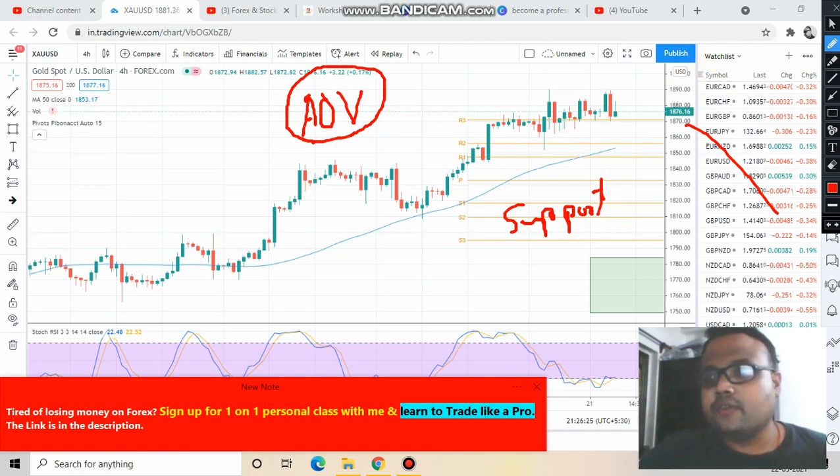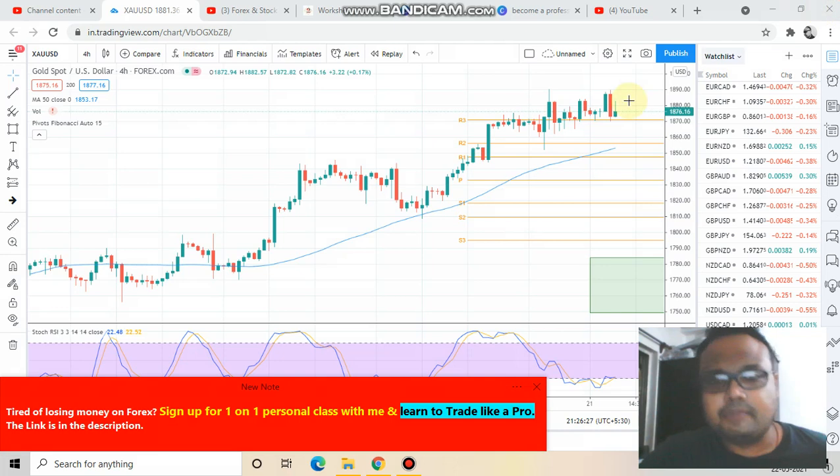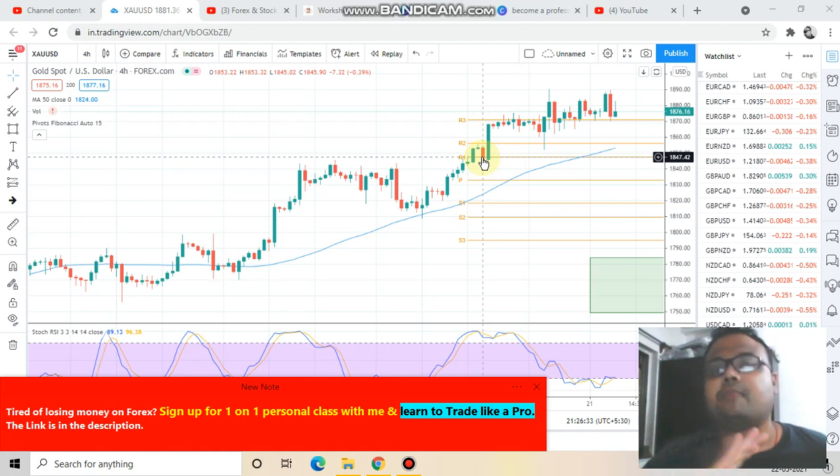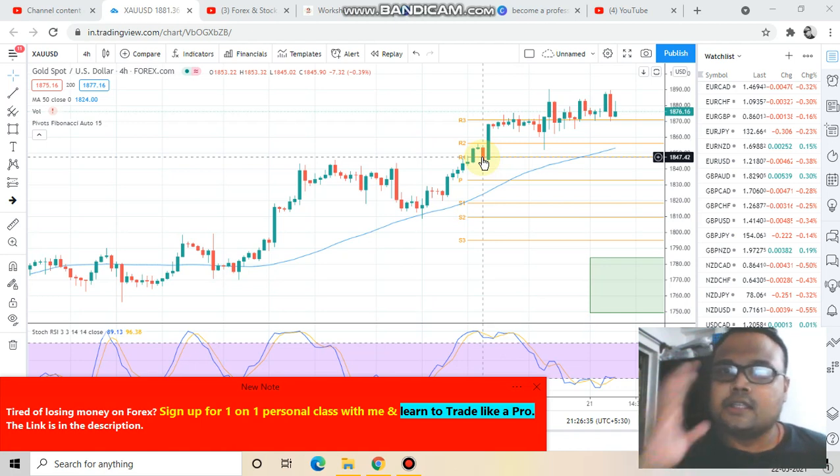So if we follow the area of value concept, then our risk to reward ratio matches. Because if you go against a trading discipline, the market will throw you off. Therefore stick to a trading discipline if you are serious about trading and if you want to become a trader.